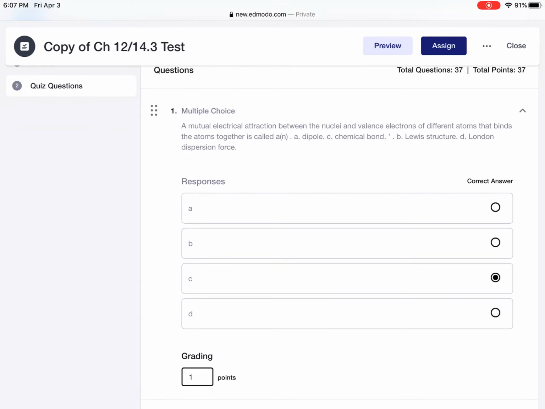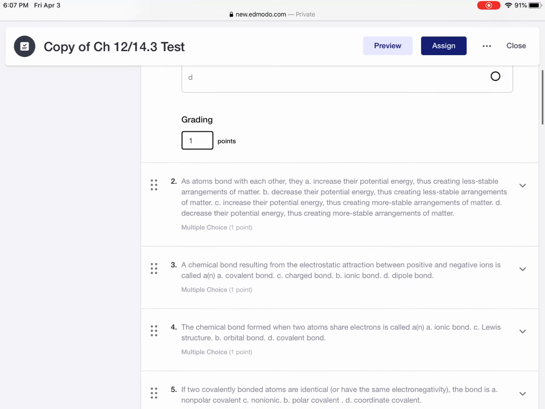Question number one, mutual attraction between nuclei and valence electrons of different atoms that binds them together. That's the definition of chemical bond.